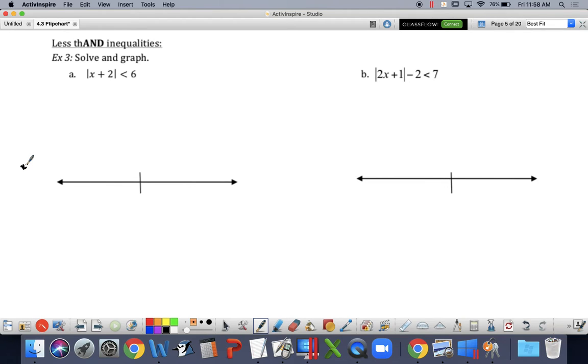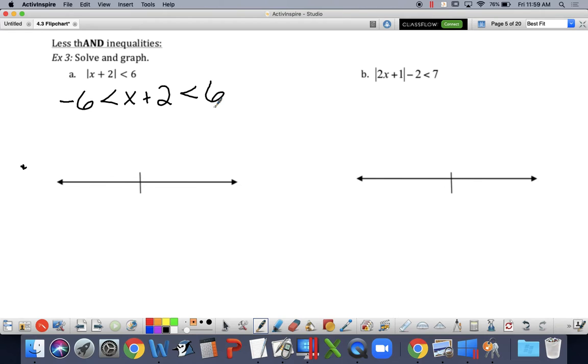All right, so let's actually start solving these. I have a less than statement, which means I'm going to set up one compound inequality. I'm going to remove the absolute value bars, and I'm going to go from negative 6 to positive 6. So now how do we solve this? Well, what I want is just an x in the middle. I don't want anything else with it. So how do I get rid of the plus 2?